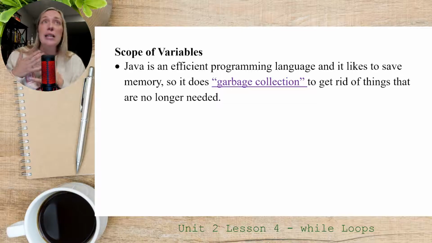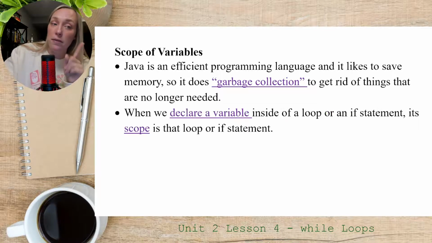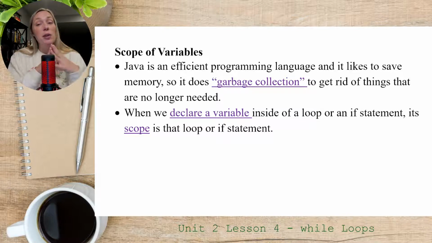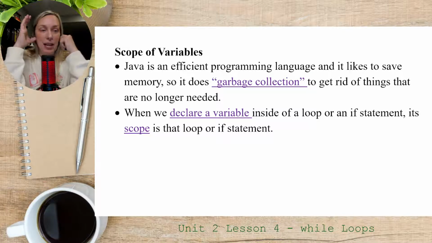And for us in this class, we don't really run into too much of an issue with that, except when it comes to scope of variables. When we declare a variable inside a loop or inside an if statement, we say its scope is just inside of that loop or the if statement.